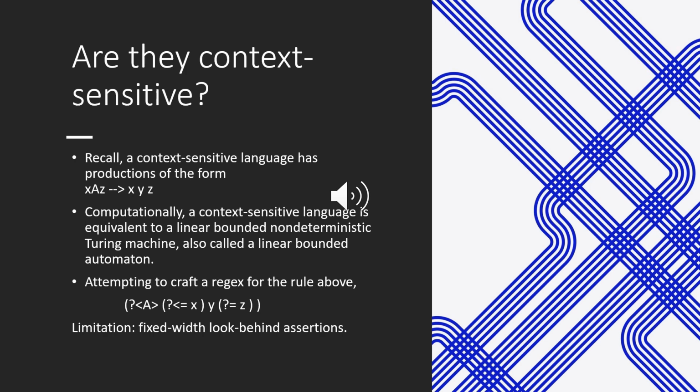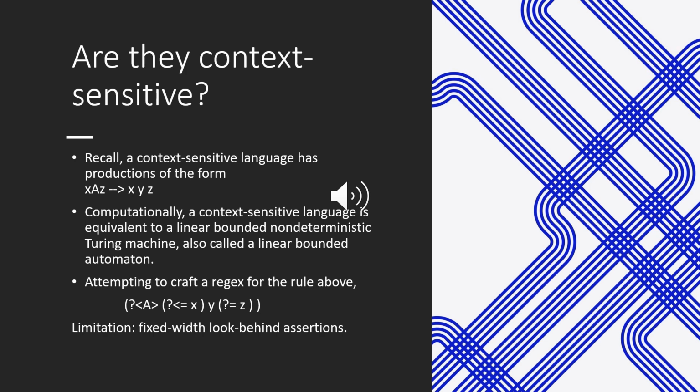So now that we've shown that our real regexes can express something more powerful than the context-free languages, it naturally brings the question, are these real regexes context sensitive? Recall that a context sensitive language has productions of the form XAZ gives XYZ, and so A will only produce Y if it's preceded by X and followed by Z. So we can attempt to craft a regex for the rule above, and that does exactly that. It produces Y from A as long as it's preceded by X and followed by Z.